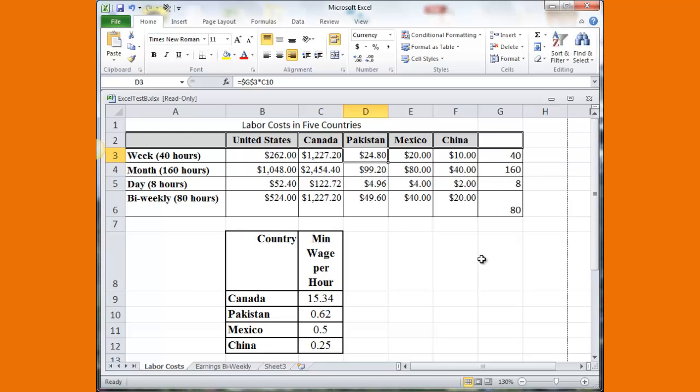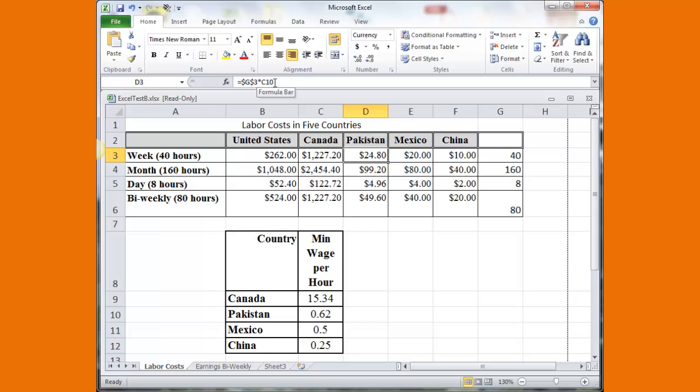Juanita, I want to go over this formula with you because you have the absolute and relative addresses reversed, and I want to show you why and how you identify which is which. Okay, so I'm going to start in Pakistan, and the formula that you have is G3 as being the absolute address and C10 as being the relative address.